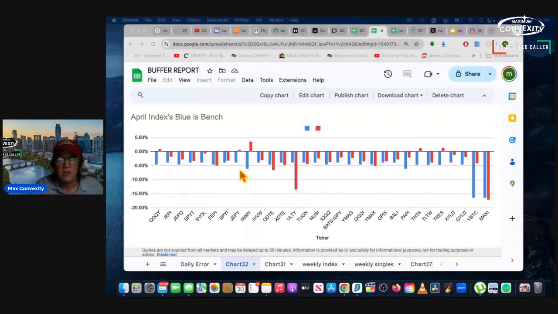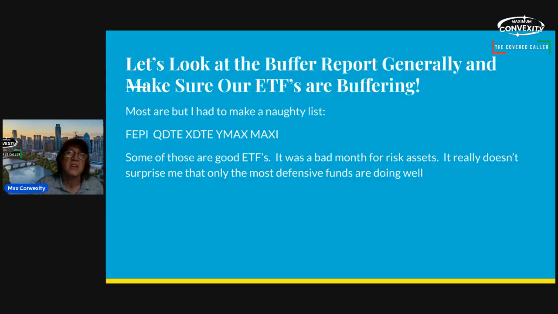I'm not talking trash on FEPI or YMAX or any of these or ULTY. It's just a fact that these funds have less buffer this month. So with this report, I'm not saying these are the best overall ETFs. Hell, I don't know. I'm saying these only insofar as my buffer report goes. That's how I named the list.